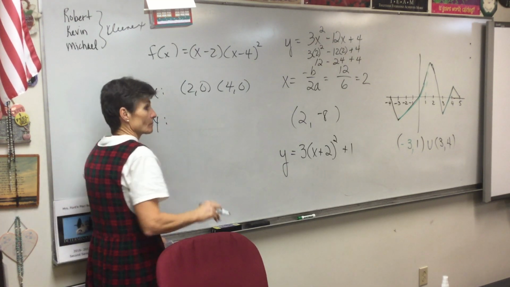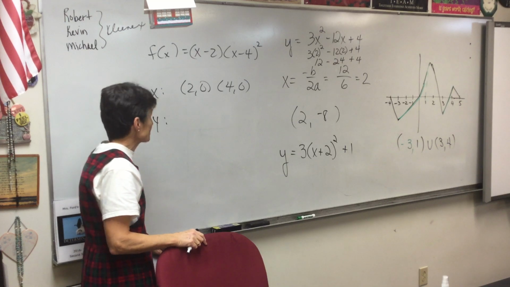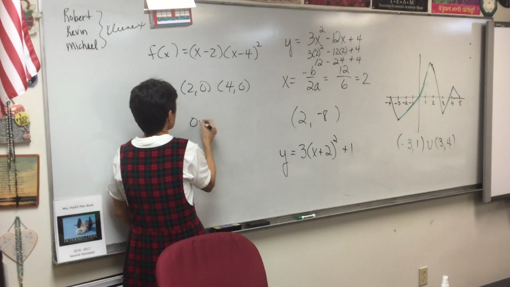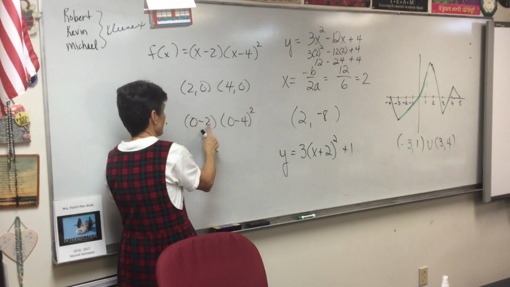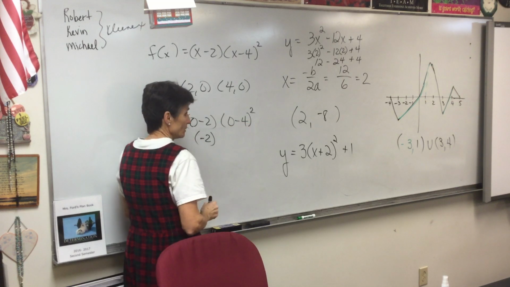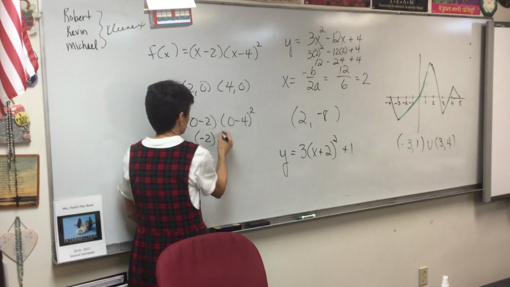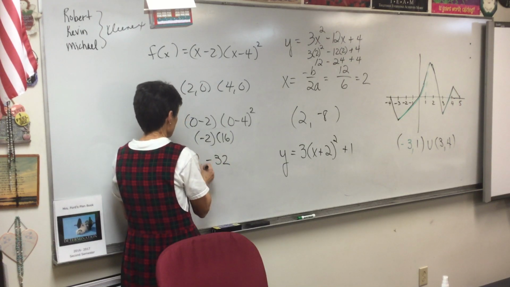Y-intercept. Come on, we talked about it. How do we find a y-intercept? We let x be 0. So if you let all the x's be 0, what is 0 minus 2? -2. What is 0 minus 4, squared? 16. Negative 2 times 16 is -32.